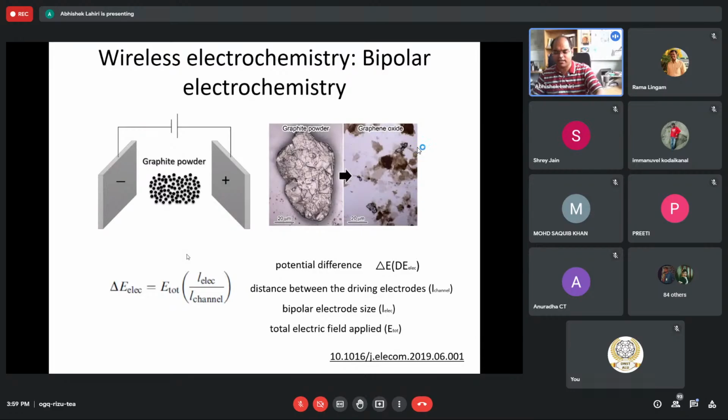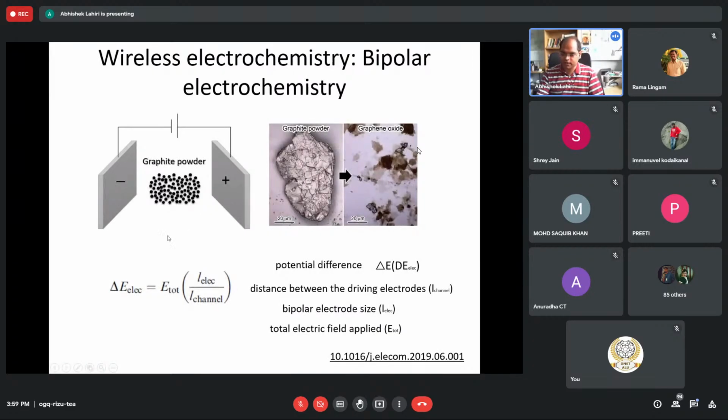Now, this is a relatively new topic which has been looked into in the last 5-6 years, which is known as wireless electrochemistry or bipolar electrochemistry. So in this case, what happens is you have 2 electrodes. In the last case, we had one of the electrodes which was graphite, for example. In this case, none of the electrodes are graphite. You have 2 inert electrodes, and you have graphite powder, which is at the middle of these electrodes, which is not even connected to the 2 electrodes.